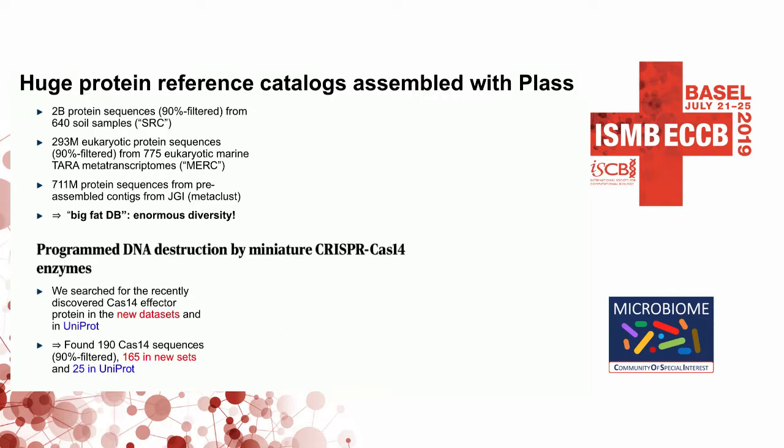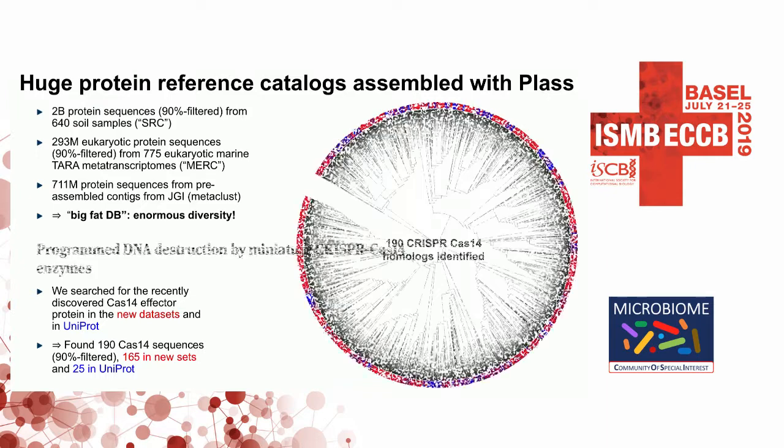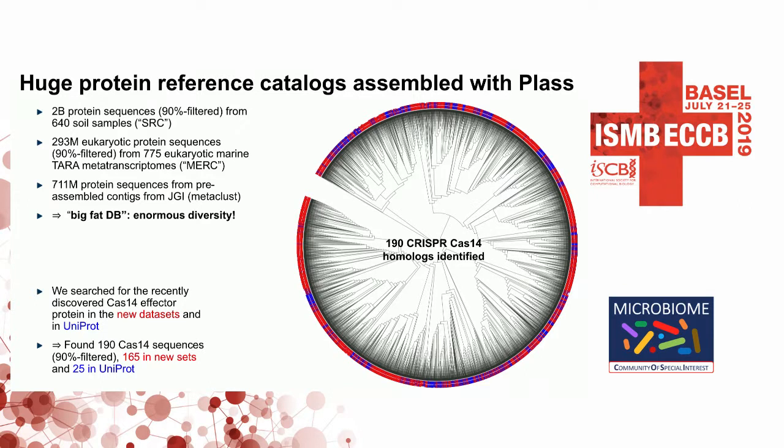We also checked what happens if we look at a famous protein that was discovered recently and published in a Nature article, a Cas effector that is much smaller than Cas9, and we looked at how many of those we find. In the original article, they found a couple dozen, and when we do the search in our big fat database, we actually find 190 of these new Cas14 effector proteins.